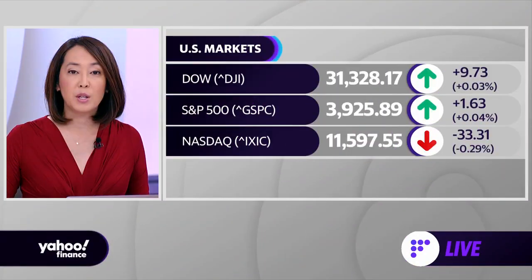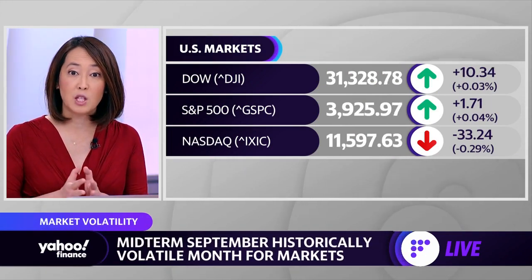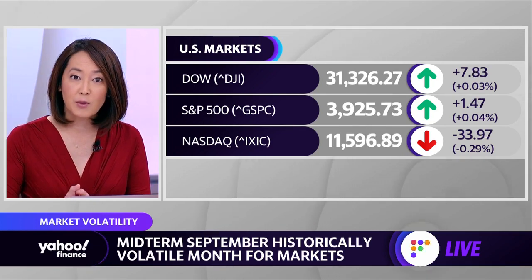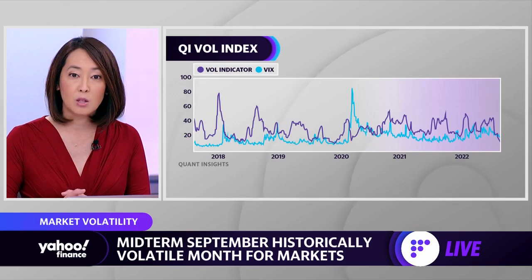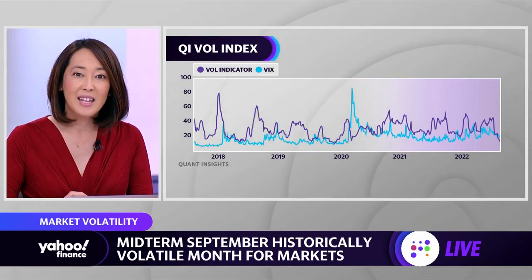Well, traders are bracing for a volatile month as Wall Street looks to a potential 75 basis point rate hike, both in the U.S. and in Europe. Now, research platform Quant is using alternative methods to measure market volatility as global factors increasingly weigh on U.S. markets. Joining us now is Hugh Roberts, Quant Insight Head of Analytics. Hugh, it's good to talk to you today.